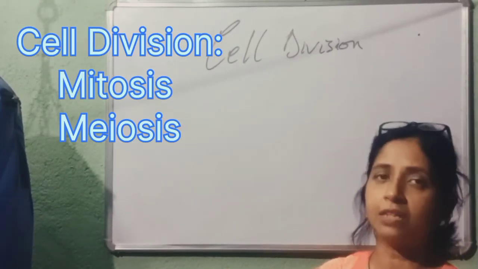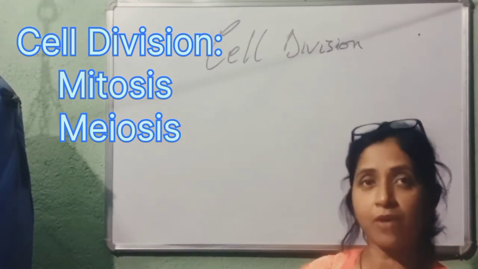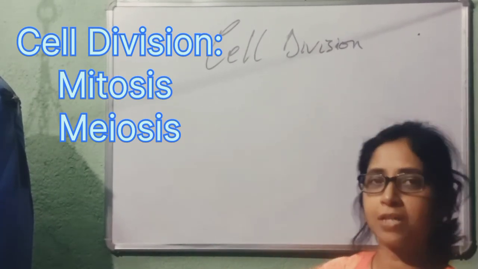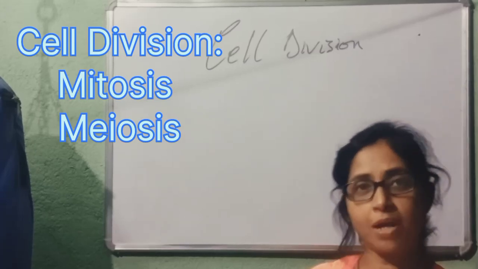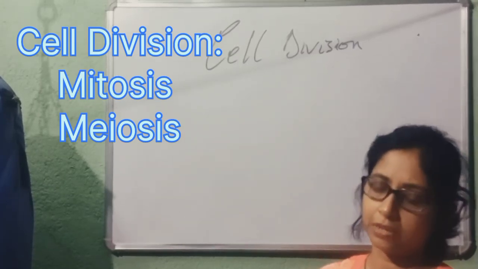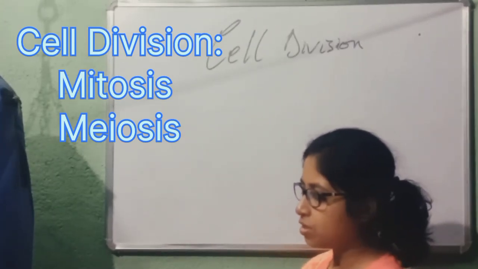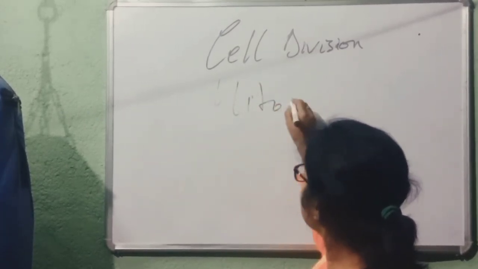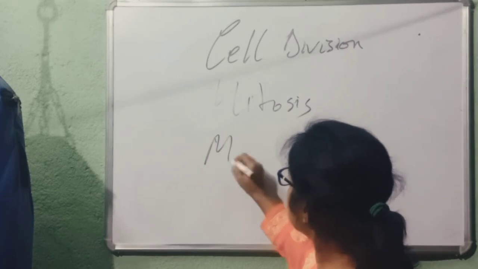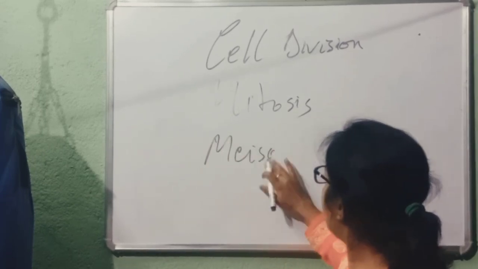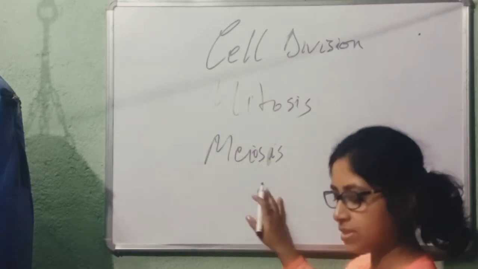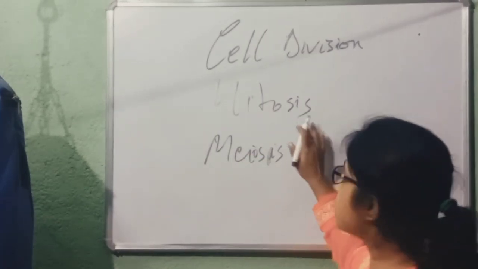तो आज हम स्टार्ट करेंगे cell division, the most vital process of the living organism that takes place both in plant and animal cell. जो animal और plant cell दोनों में occur करता है. So there are generally two types of cell division. Mitosis and meiosis. तो mitosis में क्या होता है?